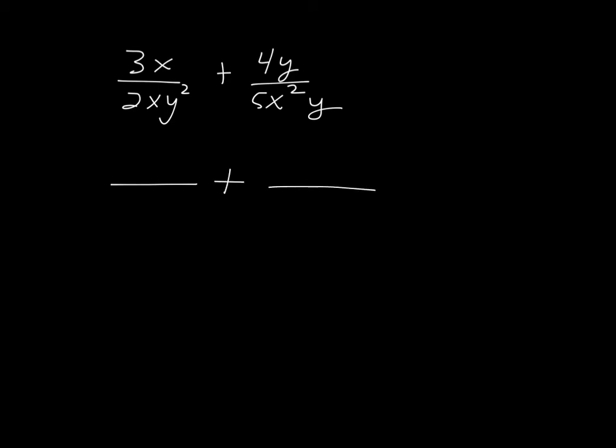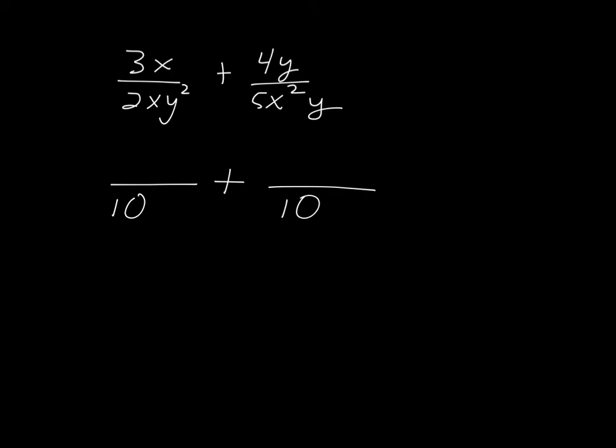And the first thing we need to do is look at these denominators. Look at that denominator, look at that denominator. Start with the numbers, 2 and 5. The smallest number that 2 and 5 both go into evenly is 10. So let's just get that out of the way. We know we're going to need a 10 as our number part of the common denominator.